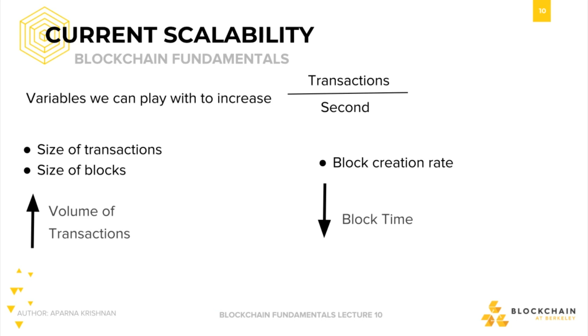So how do we bring up this transaction per second rate? As we discussed in the first slide, you can either increase the volume of transactions, which gives us two parameters we can play with. One is the size of transactions and the second is the size of blocks themselves. Or we can decrease the block time, which means decrease the block creation rate, like create blocks at a faster pace.